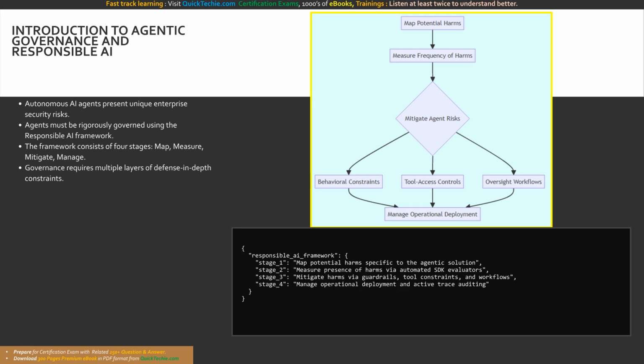This configuration maps the four core stages of Microsoft's responsible AI framework. Implementing strict agent governance mechanisms is an active operational requirement directly tied to the mitigate and manage stages of this iterative lifecycle. This visual demonstrates the iterative responsible AI lifecycle.